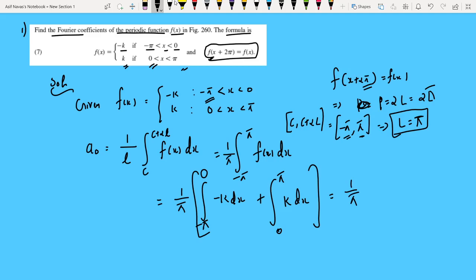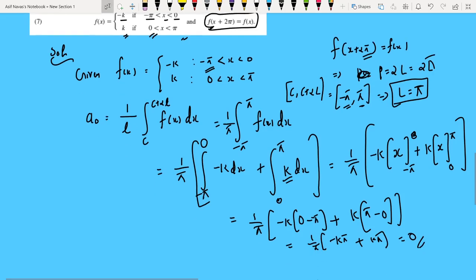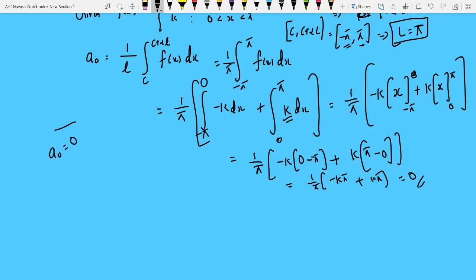So this is equal to 1 by pi, minus k integral dx from -π to 0, plus k, where k is a constant, times integral dx from 0 to pi. So this is equal to 1 by pi into minus k, if I put the limit, 0 minus minus pi, plus k into pi minus 0. So I will get 1 by pi, minus k, 0 minus minus pi is minus k pi, plus here k pi. So this is equal to 0. So we get a naught is equal to 0. That is our first unknown.